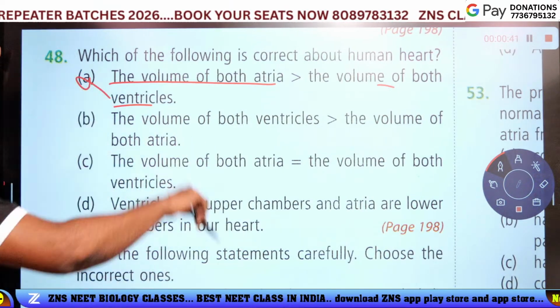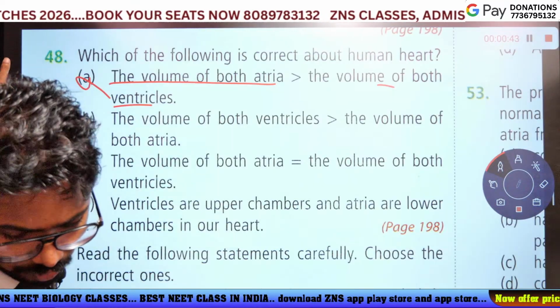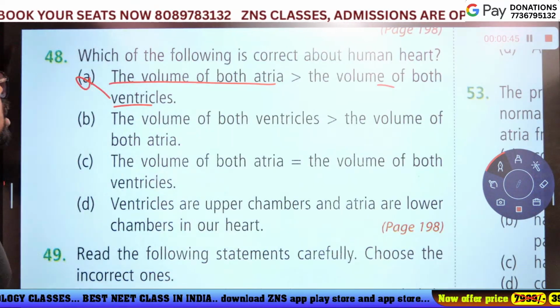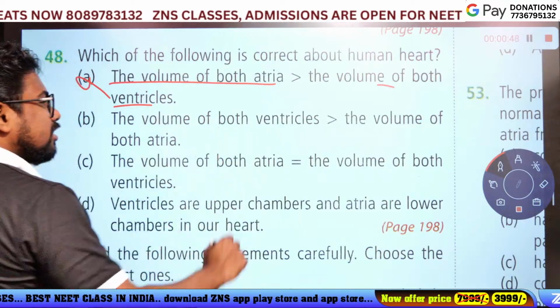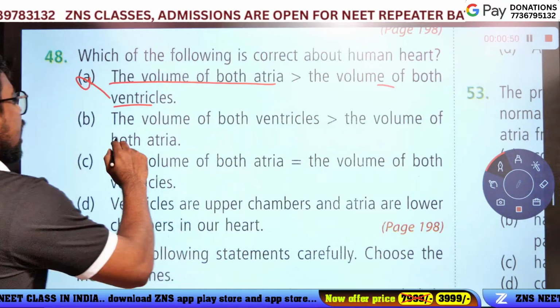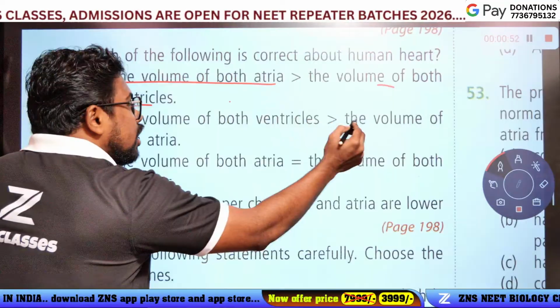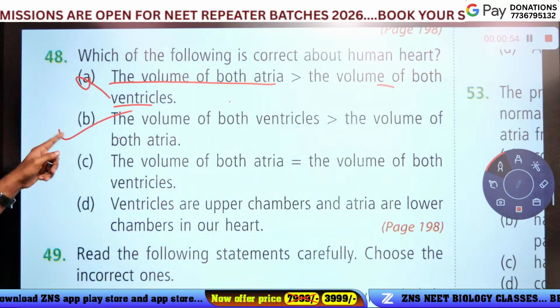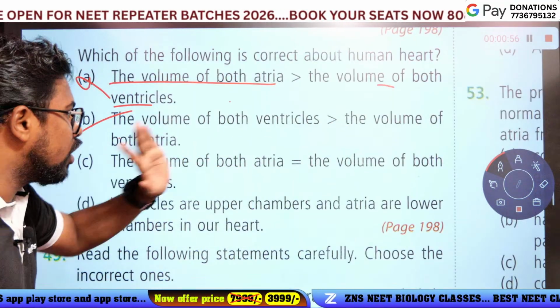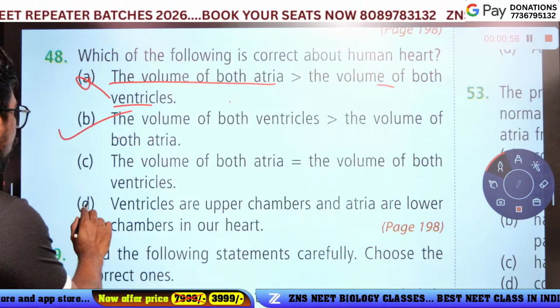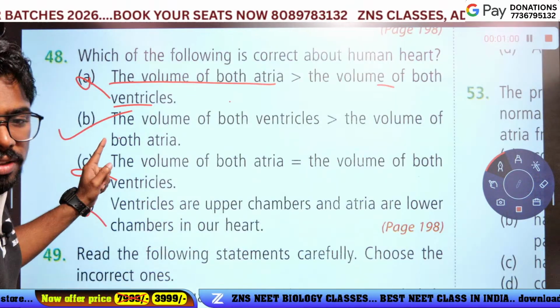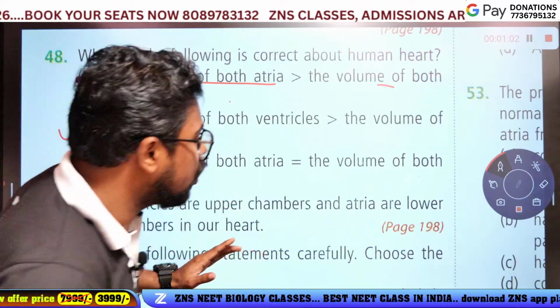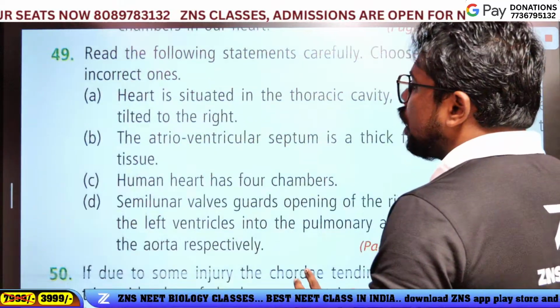The statement is incorrect. Okay, option B: the volume of both ventricles is greater than the volume of atria. Yes, the ventricle is big, the atria is small. Option B is the correct answer. Not equal, no. Option B is the answer. So simple a question. Okay, the next, the 49th question.